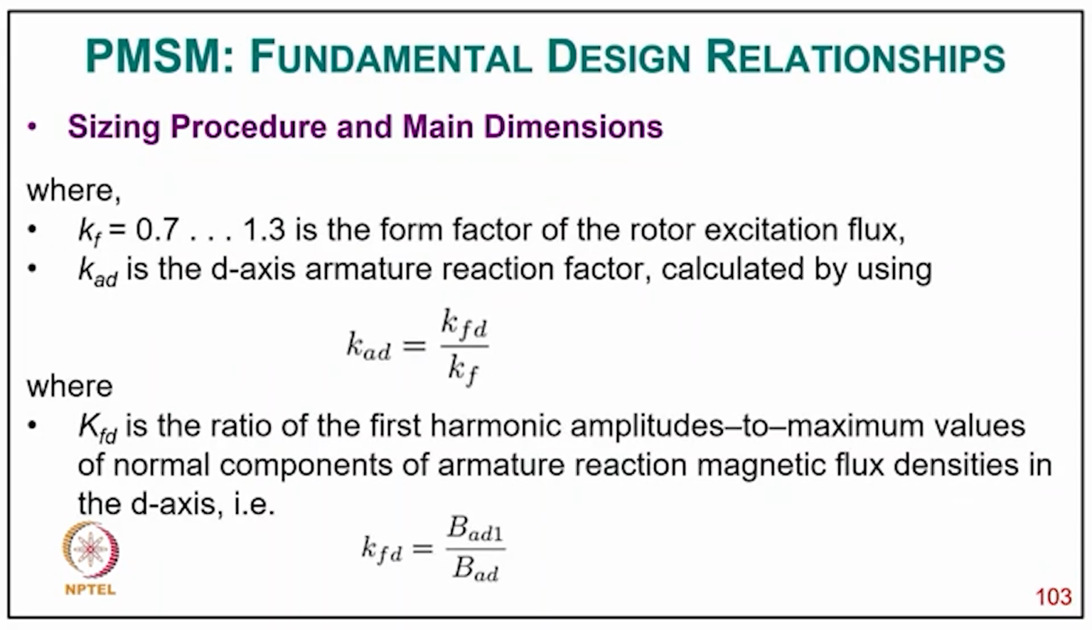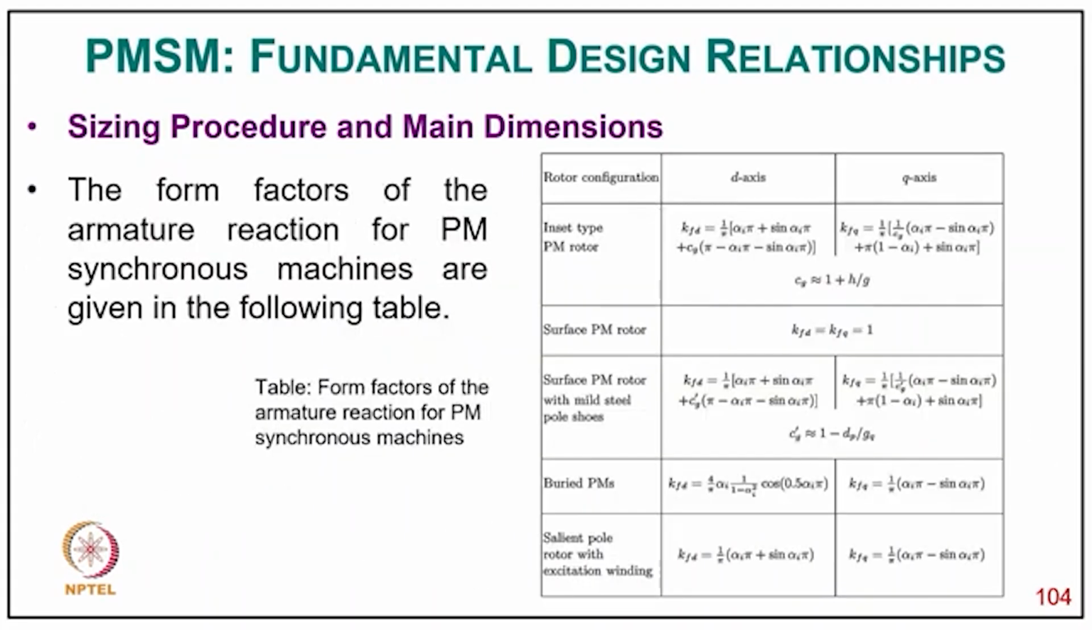where kf equals 0.7 to 1.3, the form factor of the rotor excitation flux, and kd is the direct axis armature reaction factor calculated by using kd equals kfd divided by kf, where kfd is the ratio of the first harmonic amplitude to the maximum value of the normal component of the armature reaction magnetic flux density in the d-axis, and kfd equals Bad1 upon Bad.